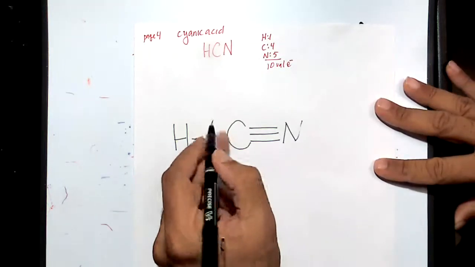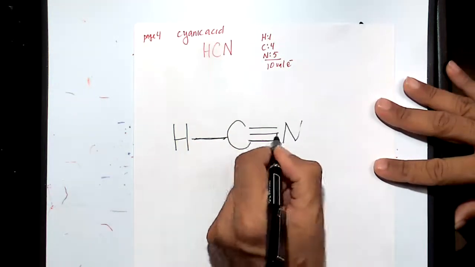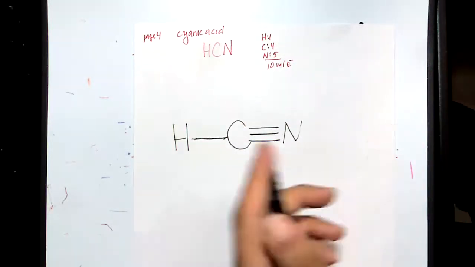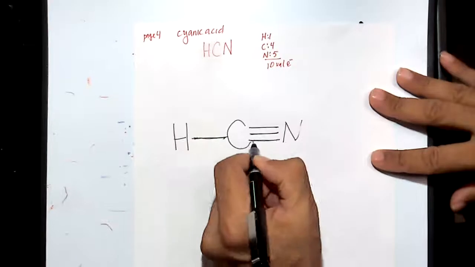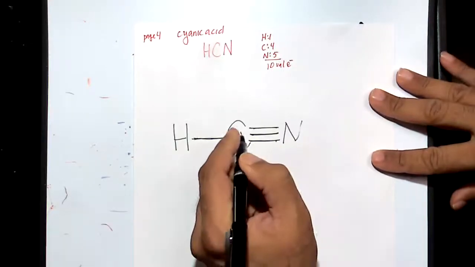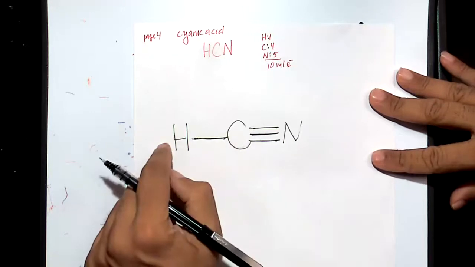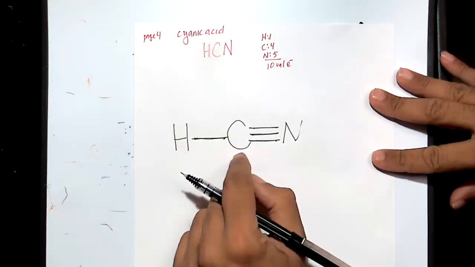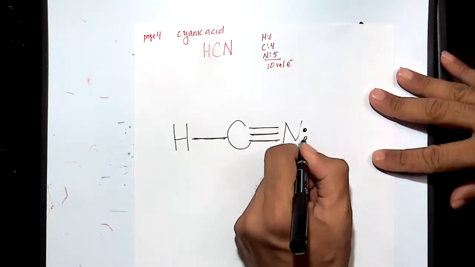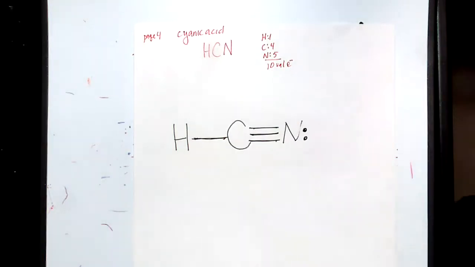Looking at this carbon here, 1, 2, 3, 4. By the way, 1, 2, 3, 4, 5, 6, 7, 8. Where will 9 and 10 go? Not on the hydrogen. Can't go on the carbon. Carbon is set at 4. It will go on the nitrogen. So that would be a good Lewis structure for cyanic acid.